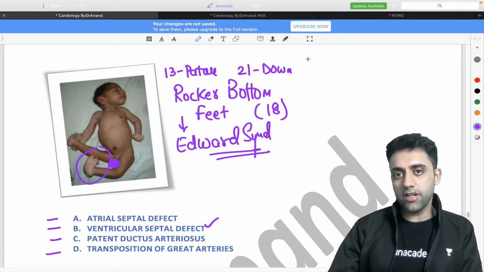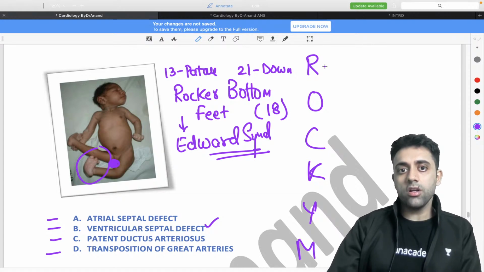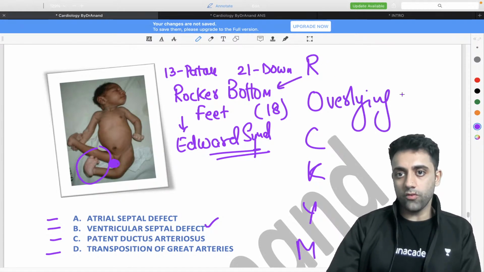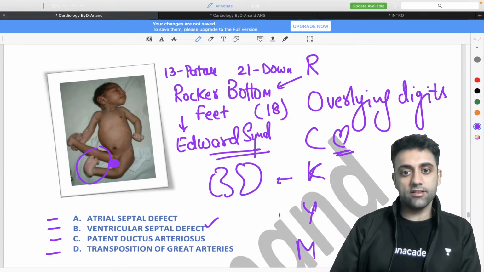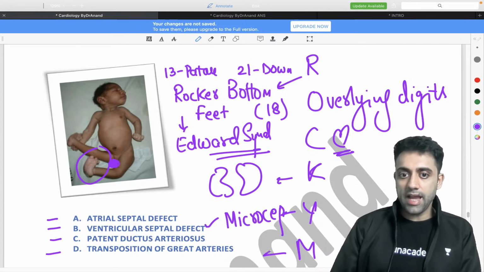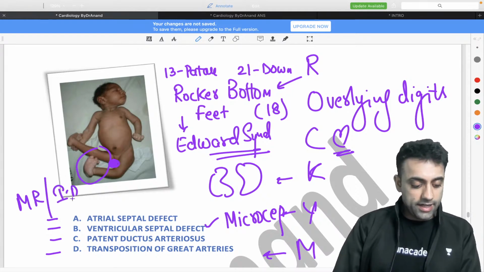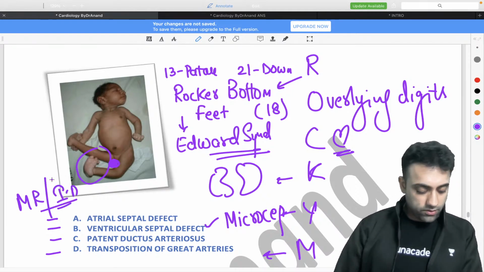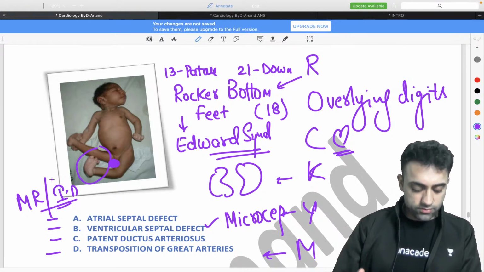The mnemonic for Edwards syndrome is Rocky M. R for rocker bottom feet. O for overlying digits. C for cardiac defects. K for kidney defects. Y for microcephaly. And M for mental retardation, which is now known as intellectual disability. Yes or no? Do you all remember this much?